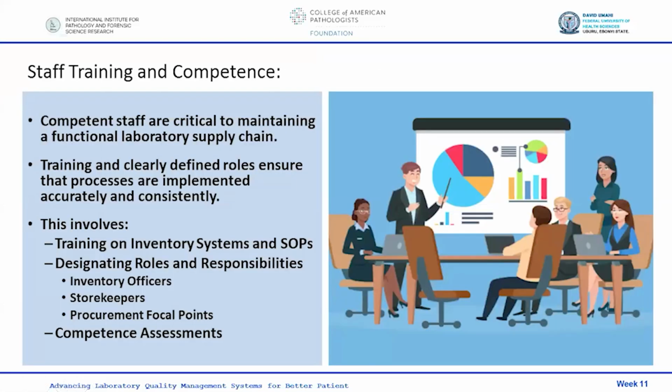Okay, let's look at the staff training and competence. It is very important as well, because competent staff are critical to maintaining a functional lab supply chain. It is also important that this staff should be trained, and they should assume clearly defined roles so as to ensure that processes are implemented accurately and consistently. It involves training the staff on inventory systems and SOPs.